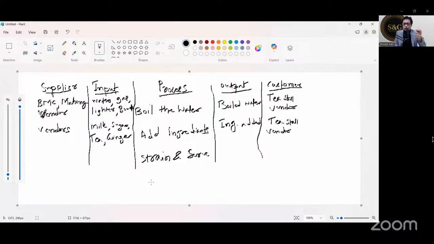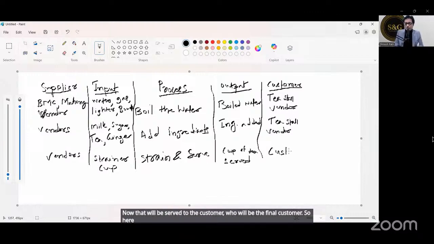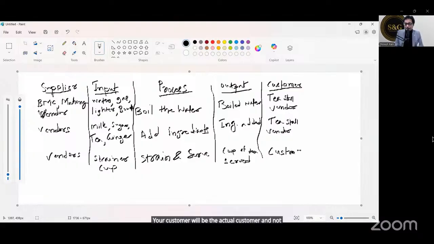Then you are straining or filtering and serving it. So there will be a strainer and there will be a cup. And again, the respective vendors will be the suppliers. And what is the output of this? Hot, refreshing cup of tea served. That will be served to the customer, who will be the final customer. So here, your customer will be the actual customer and not the tea stall vendor. Clear? So this is called SIPOC.